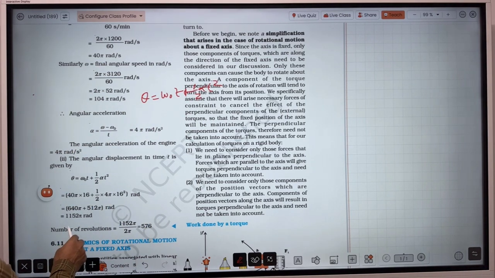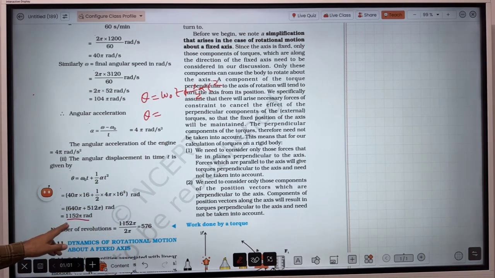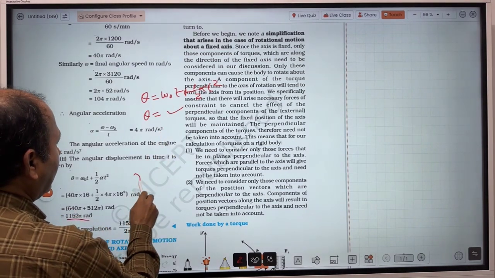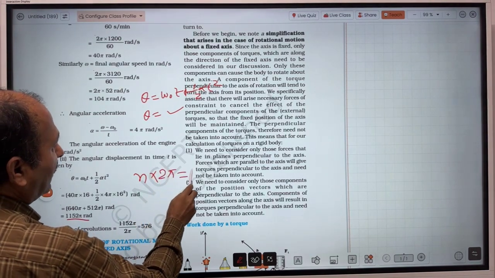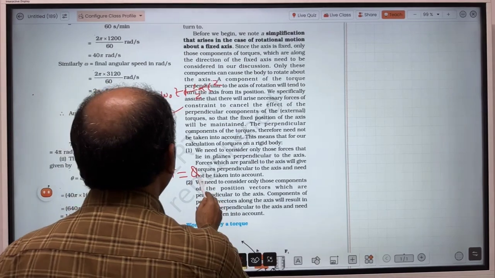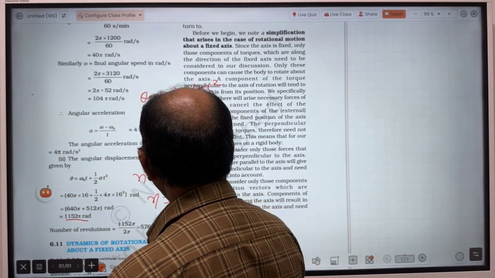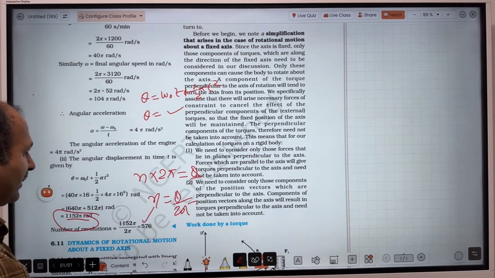So after calculation, we will get the value of theta as 1152 pi radian. But in one revolution, here the value of theta is given. So n times one revolution, which is 2 pi radian, is equal to theta. So our concern is to get n, the number of revolutions, which is theta upon 2 pi. Theta we have got as 1152 pi. So just dividing by 2 pi, we will get the number of revolutions as 576. I think it is clear.